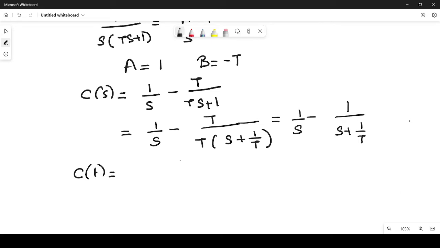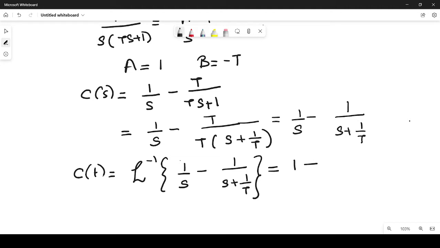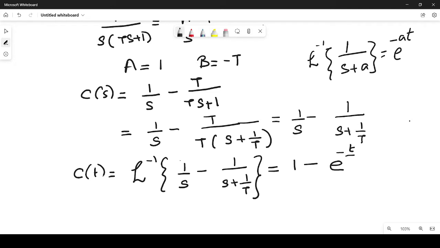is equal to the inverse Laplace transform of 1/s minus 1/(s + 1/τ). We have the inverse Laplace transform of 1/s as 1, and you know that the inverse Laplace transform of 1/(s + a) is nothing but e raised to minus at. So here we have 1/(s + 1/τ), instead of a we have 1/τ. So here this one is e raised to minus t by τ. So this is the response. This is for t greater than or equal to 0, because for a unit step input, we know that the output is present only for t greater than or equal to 0.